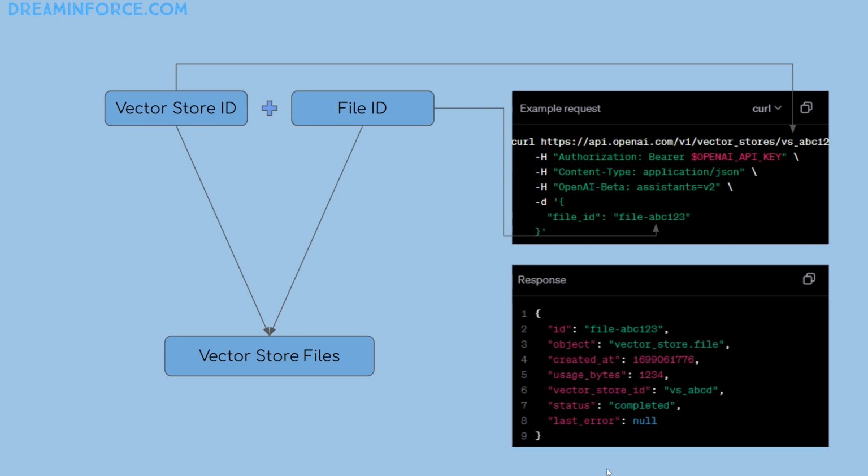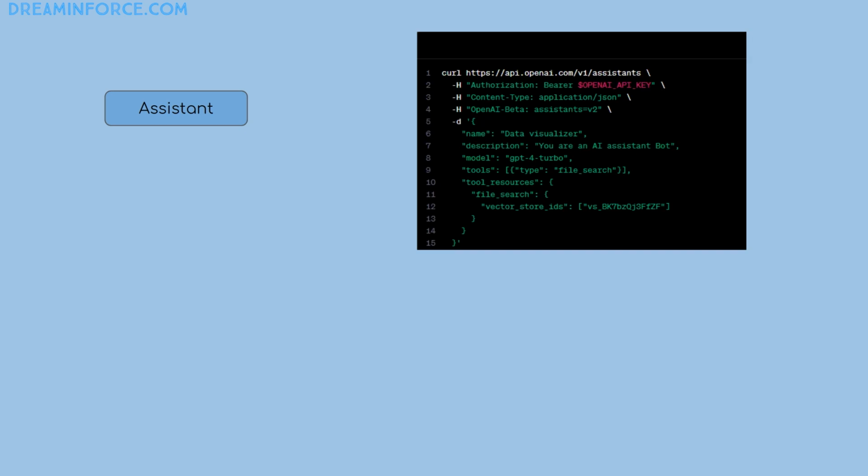Now we have our vector store. Now the next thing we need to create is the assistant. Now for assistant, we need this endpoint.